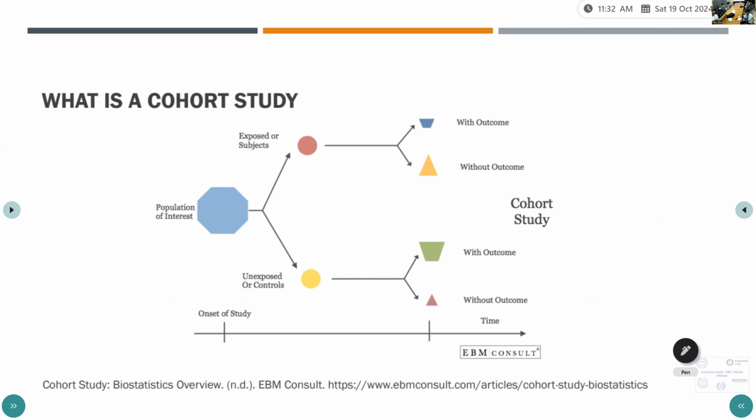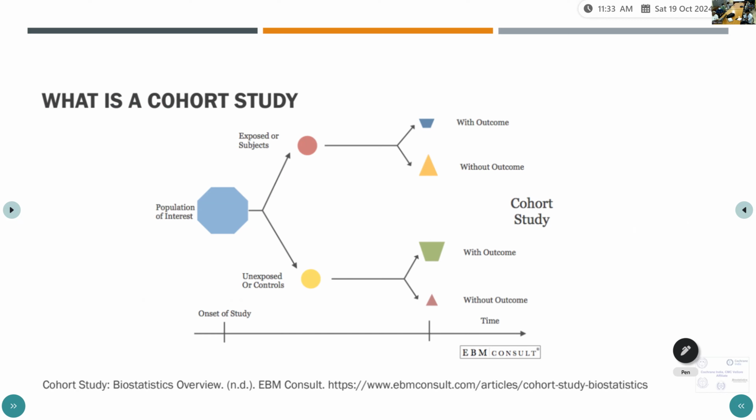A cohort study is an observational study. We do not assign intervention or exposure. We just look at a population that has been exposed to any risk factor or intervention of interest, and then we follow them up to see if they developed an outcome or didn't develop an outcome.